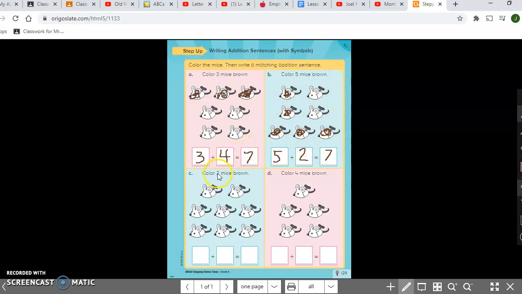Now, boys and girls, go ahead and follow the directions for the last 2. This is coloring 2 mice brown and 4 mice brown.